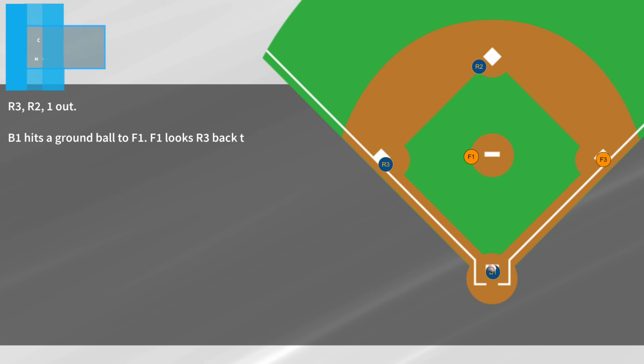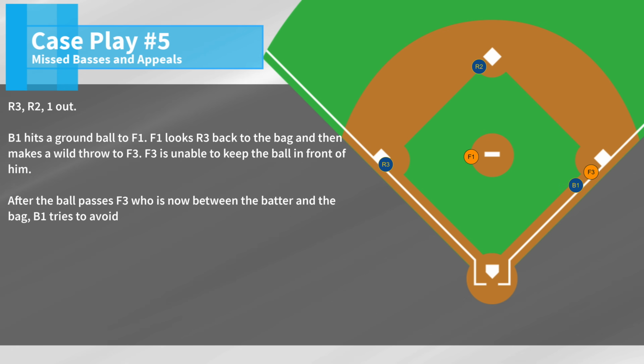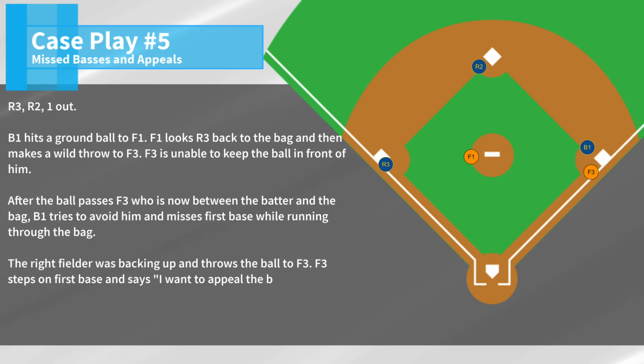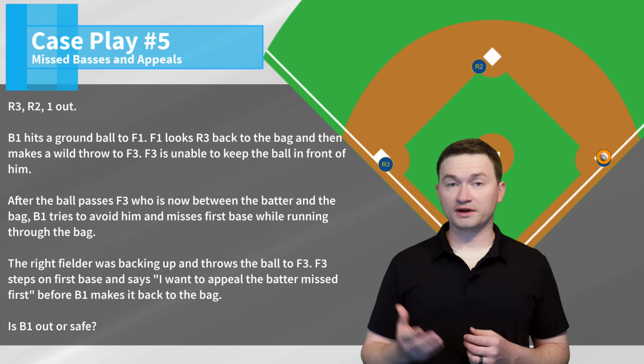This starts with the same scenario, but F3 is unable to keep the ball in front of him. After the ball passes F3, who is now between the batter and the bag, B1 tries to avoid him and misses first base while running through the bag. The right fielder was backing up and throws the ball to F3. F3 steps on first base and says, "I want to appeal the batter missed first," before B1 makes it back to the bag. Is B1 out or safe? The correct answer here is B1 is safe.